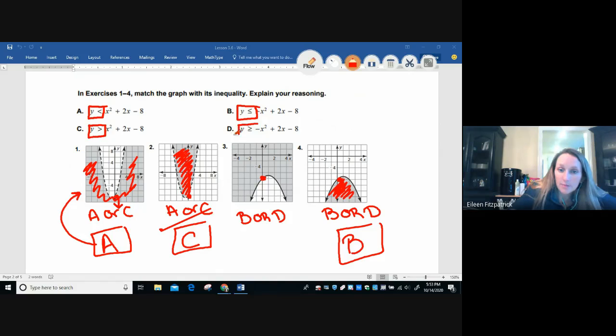And then if I read this part of the inequality, it says y is greater. Where are the y values greater? They're greater if you move up. You'd be shading on the outside. So that one is D.